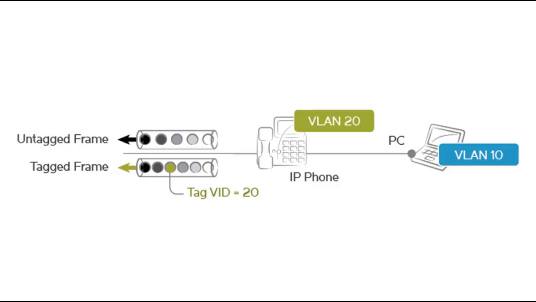So the switch has to support untagged frames from the PC and tagged frames from the phone, and dual mode ports are a way that we're capable of doing that on the ICX switch. So let's get into a switch and show how that works.